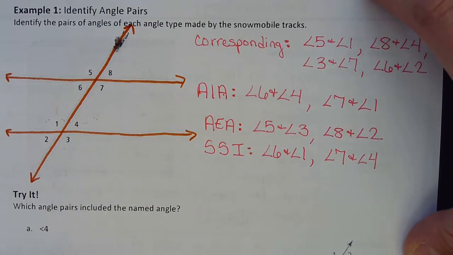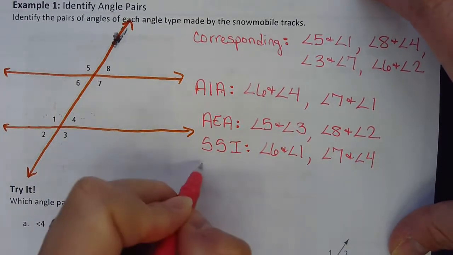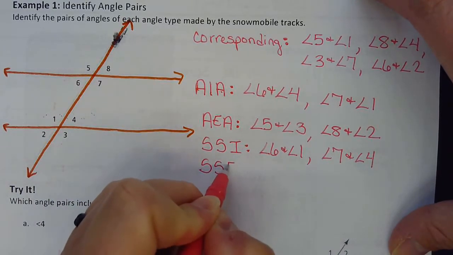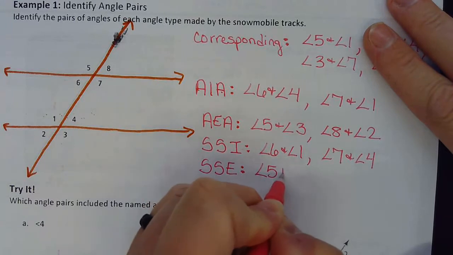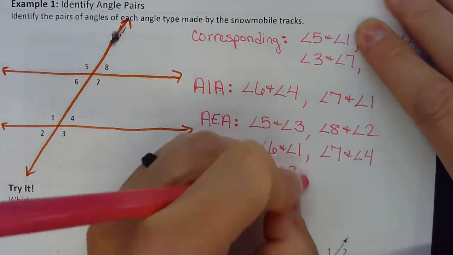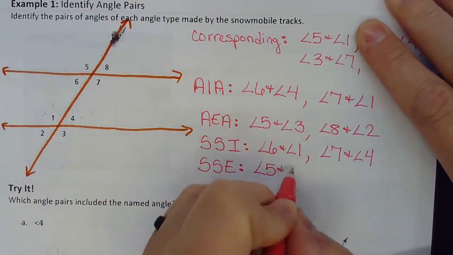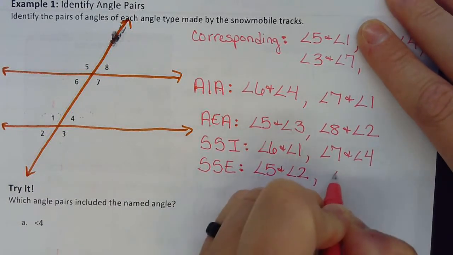And then the last one that we learned today would be same side exterior angles. 5 and 2 would be one. And what's the other one? 8 and 3. Yep.